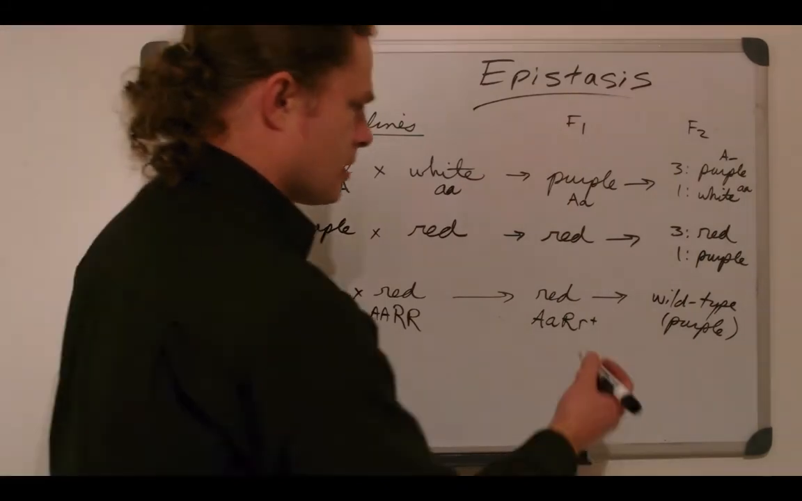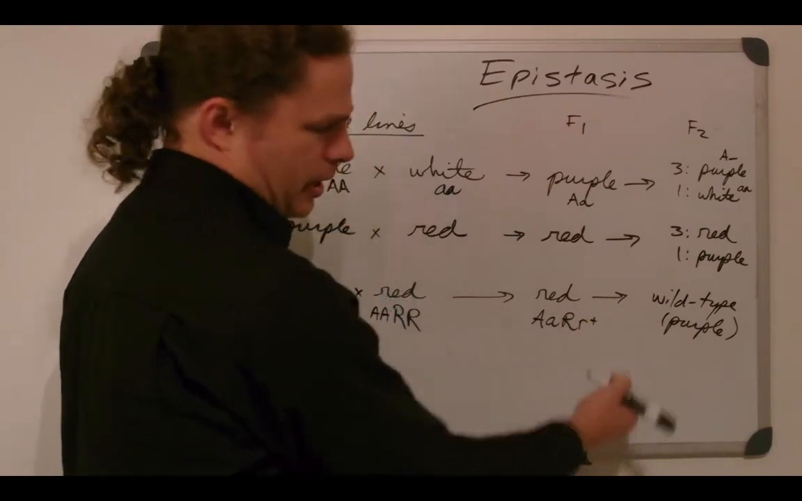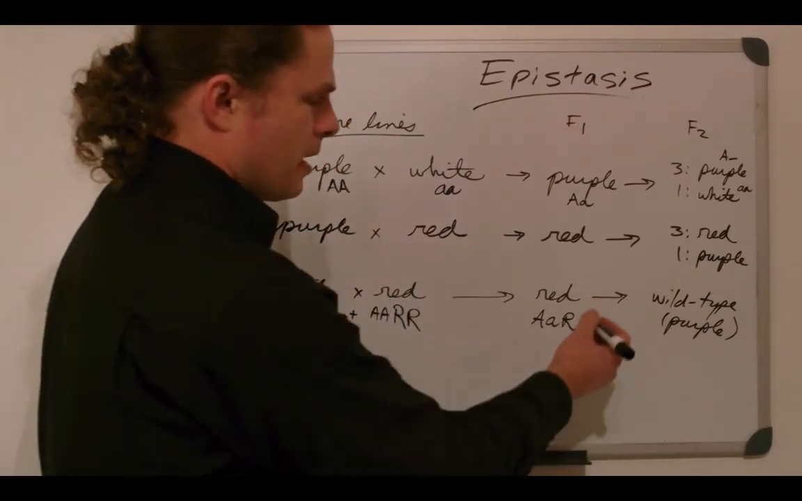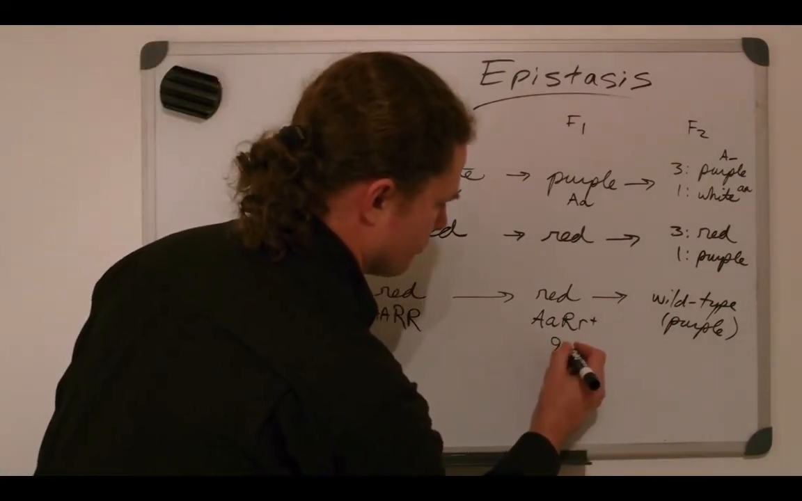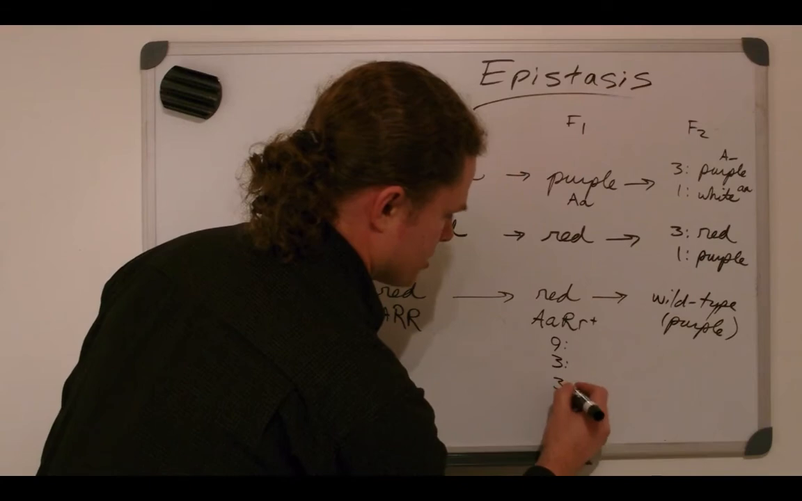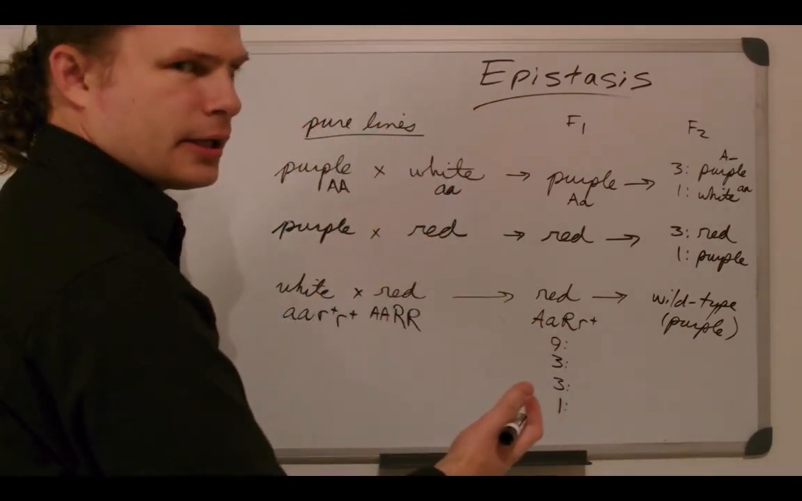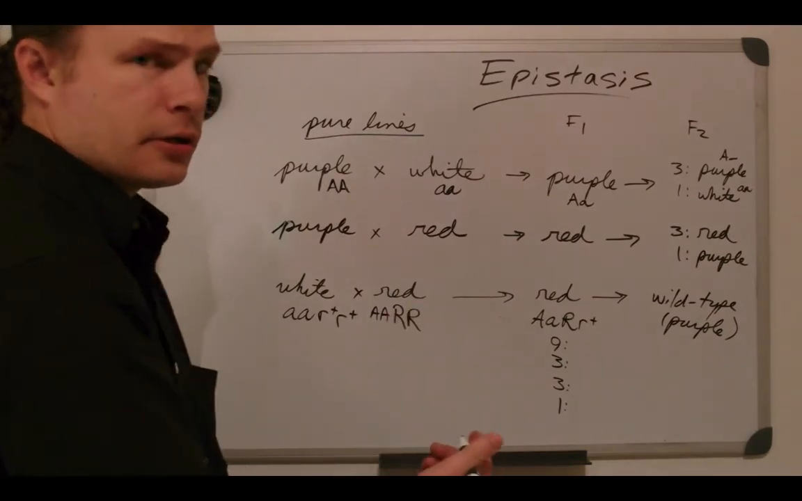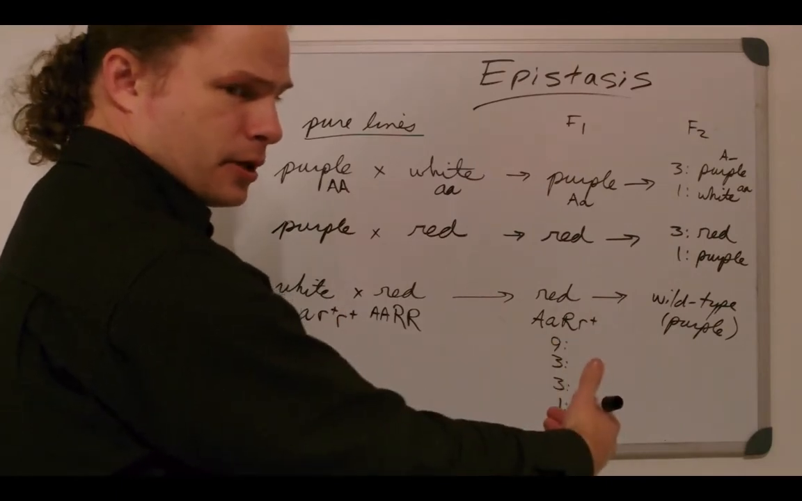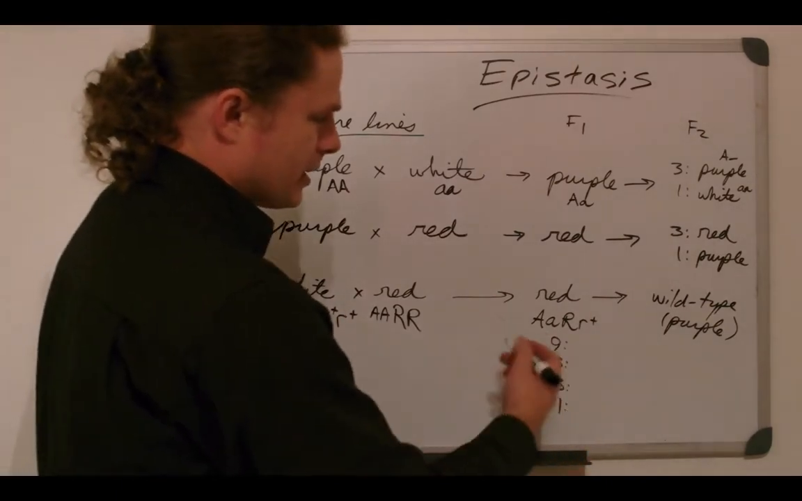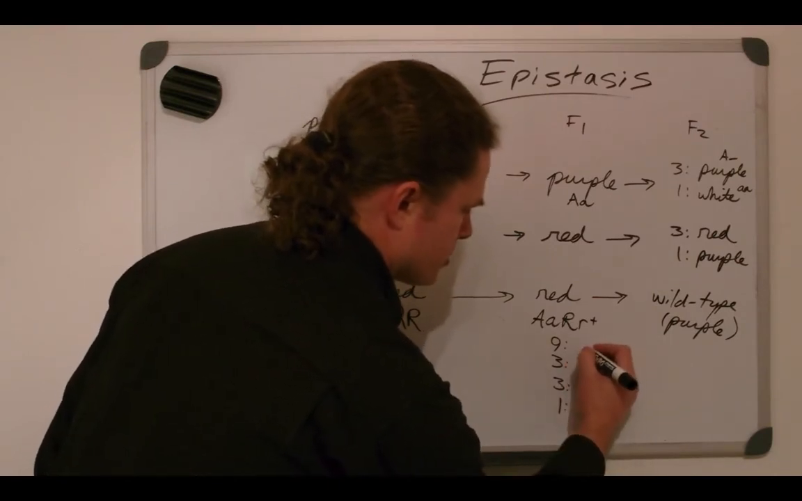Okay, now it's time to take this F1 and self it, or allow it to interbreed depending on the organism. And now we'll look at the possible genotypes that can arise from this. So let's just sketch this out briefly. Again, assuming that these loci are genetically unlinked, i.e. they are assorting independently on different chromosomes, or perhaps they're 50 map units apart on the same chromosome, genetically independent, we would see this same pattern, the 9:3:3:1 in the F2.